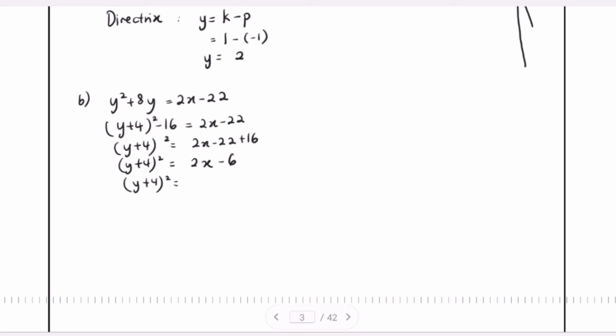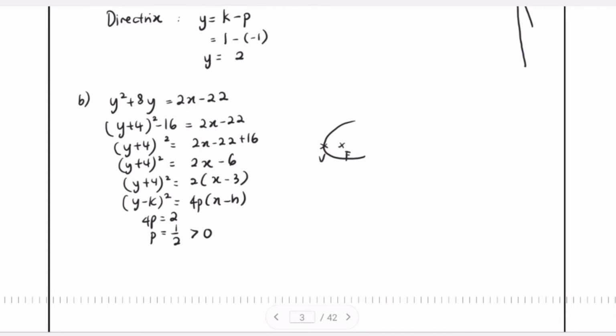Make sure the coefficient of x is 1, so factorize 2 to get 2 times (x minus 3). So by comparing with (y minus k) squared equals 4p(x minus h), basically you get 4p equals 2. So p equals 1 over 2. And that is greater than 0. So you know the shape will be open right. Like this. And this will be the directrix. This is the rough idea.